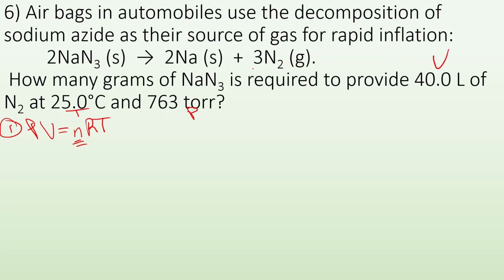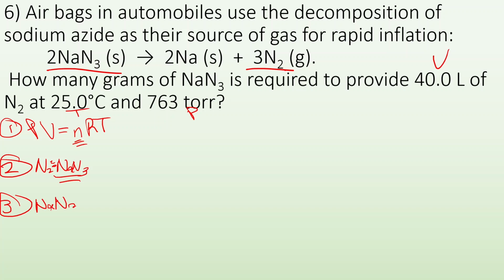Once I know the moles of N2 gas, I can take a look at the balanced chemical equation and go, hey, what is my ratio of N2 to NaN3? So I can figure out the moles of NaN3. And then last step, they don't want moles, they want grams. So I just convert the moles of NaN3 to grams. So let me do the first step.